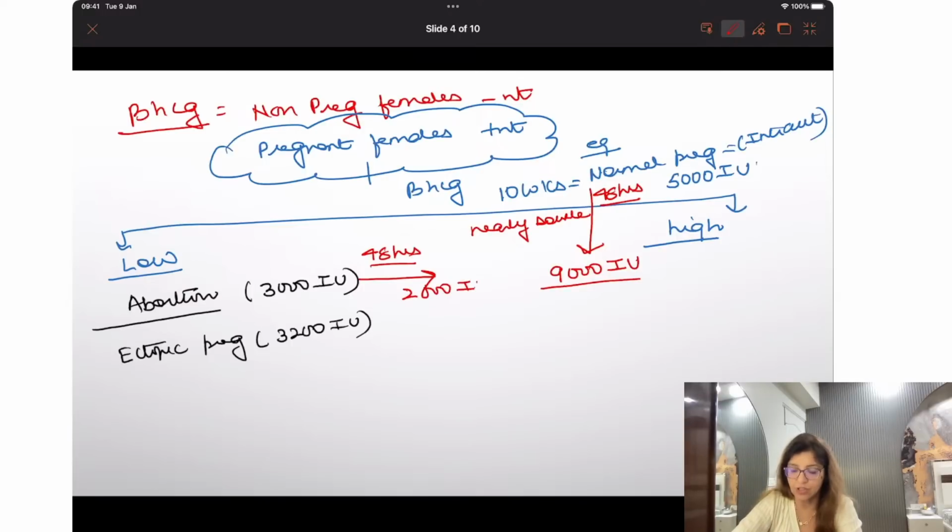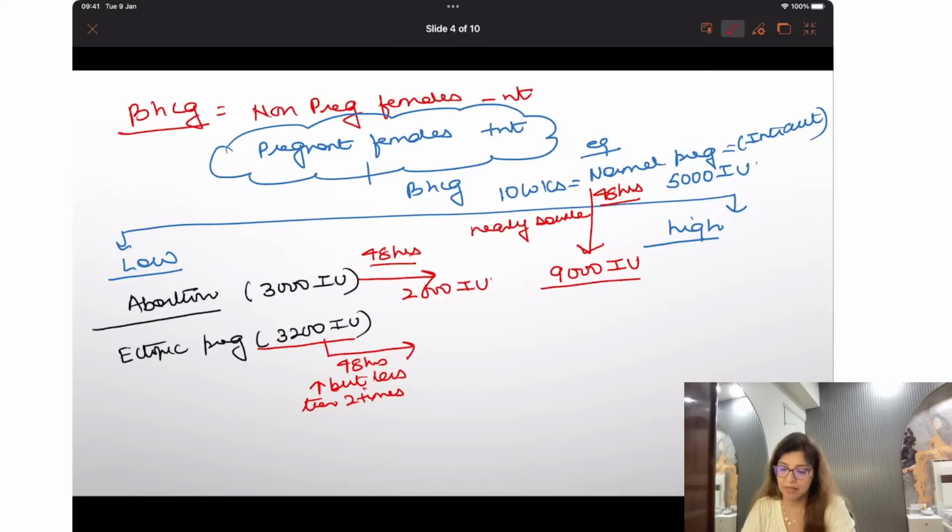2000 इंटरनेशनल यूनिट्स. In case of ectopic pregnancy, Beta-HCG के levels low होते हैं in comparison to normal pregnancy and after 48 hours increase करते हैं but less than 2 times. तो डबल नहीं होता कभी भी. So वो 3200 का 4000 international units बन जाएगा, right? So you are going to get a slow rise.